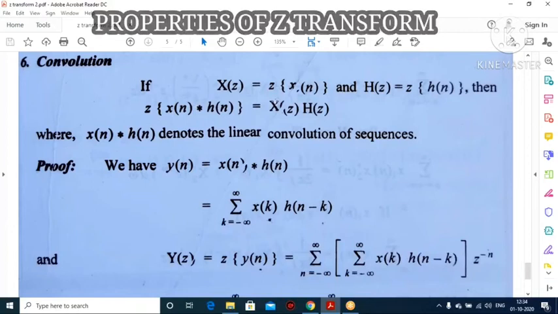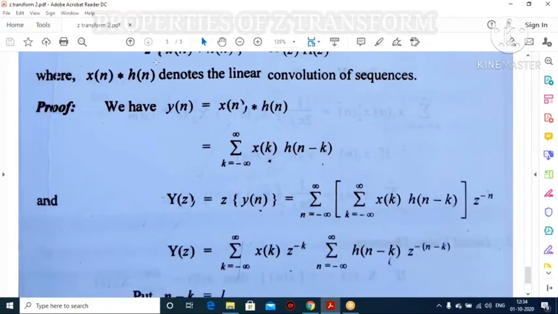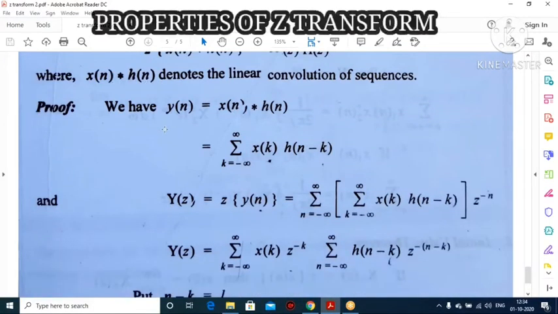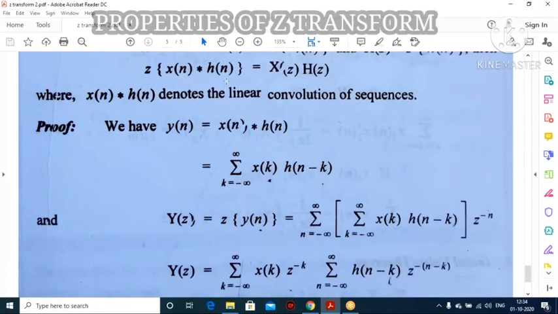So this is your statement. Here x of n star h of n denotes the linear convolution of the sequences. The star represents linear convolution. So we have the property y of n equal to x of n star h of n.